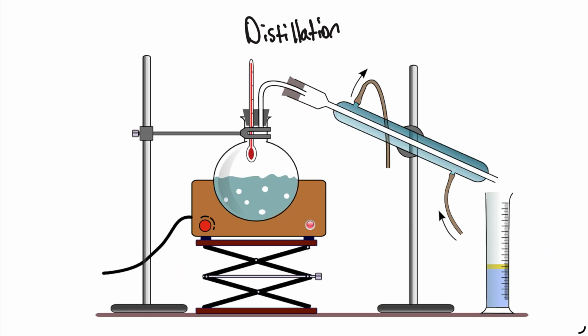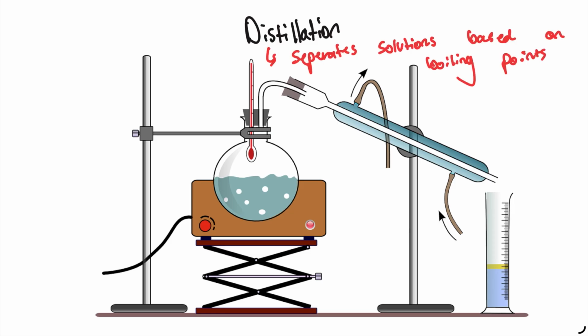Distillation separates mixtures based on boiling points, and it is a physical form of separation. For instance, water and ethanol will mix with one another since they're both polar, and we obviously couldn't just filter out the ethanol molecule by running this through filter paper. But the boiling point of ethanol is much lower than water. Ethanol has a boiling point of 78.4 degrees Celsius, and water has a boiling point of 100 degrees Celsius.